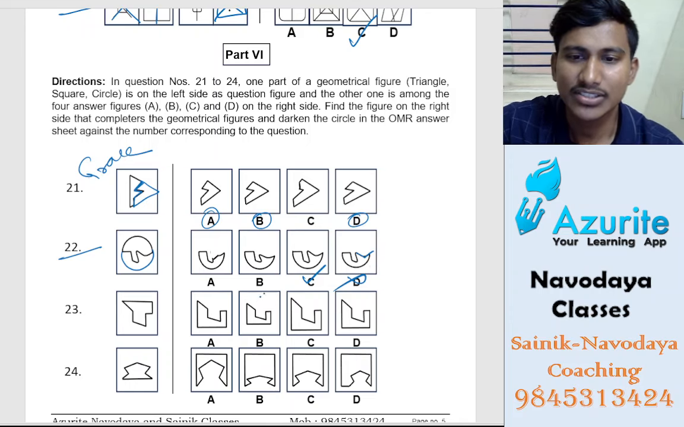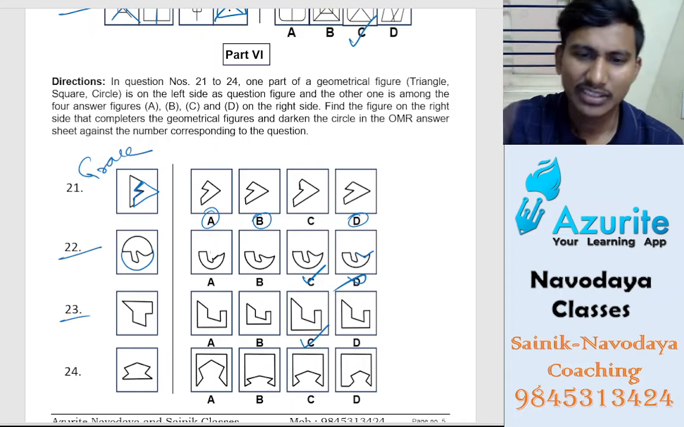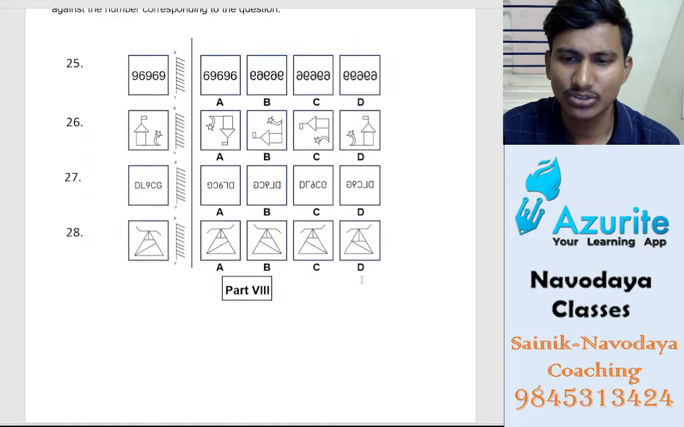Okay. Next, here 23. So 23 is a square. If you complete it, which figure will come? Yes. So answer is option C. Yes, answer is option C here. So in the exam, this will not be that much confusing. It will be easy. Okay.